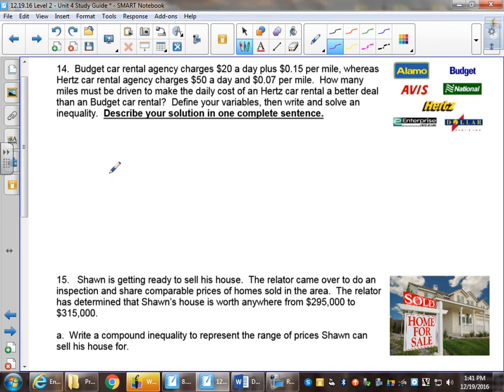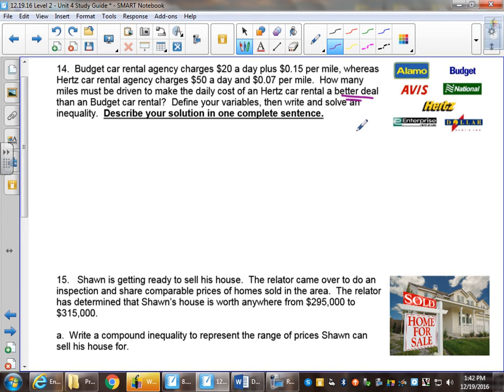It says Budget Car Rental Agency charges $20 a day plus 15 cents per mile, whereas Hertz Car Rental Agency charges $50 a day and 7 cents per mile. How many miles must be driven to make the daily cost of a Hertz rental a better deal than a budget car rental? Define your variables, write and solve an inequality.